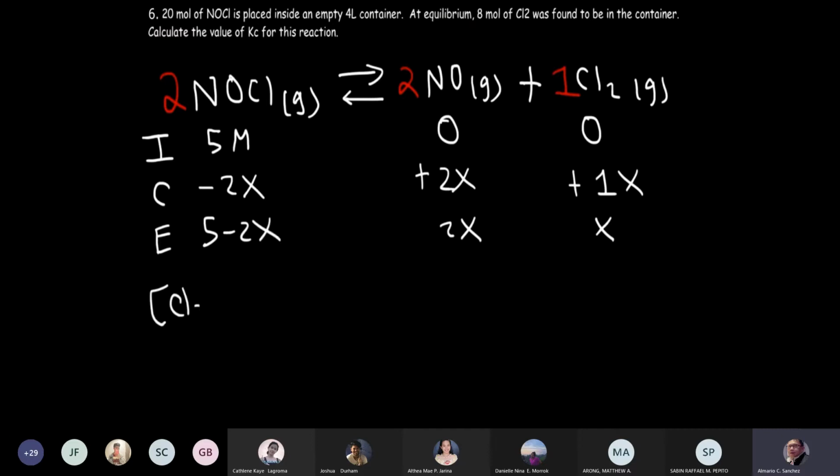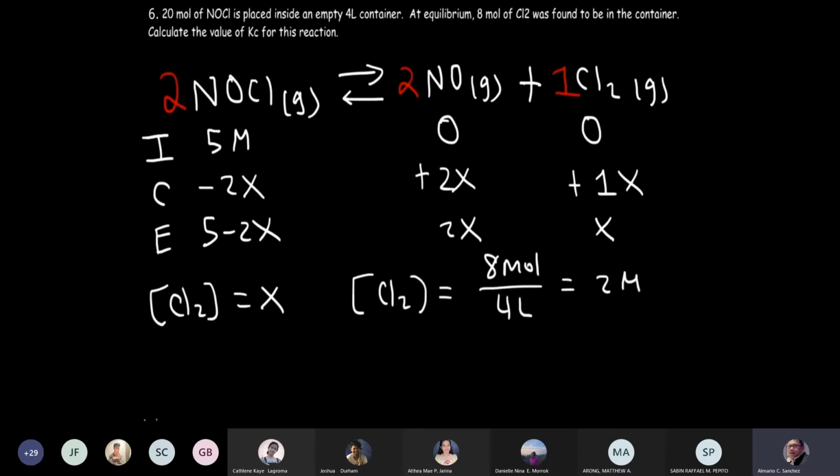Now the concentration of Cl2 at equilibrium is x. And we also know that at equilibrium, 8 moles of Cl2 was found to be in the container. So the concentration of Cl2 at equilibrium is going to be 8 moles divided by the 4-liter container. So it's 2 moles per liter. So now we know the value of x. x is equal to 2 M because they're both equal to Cl2.